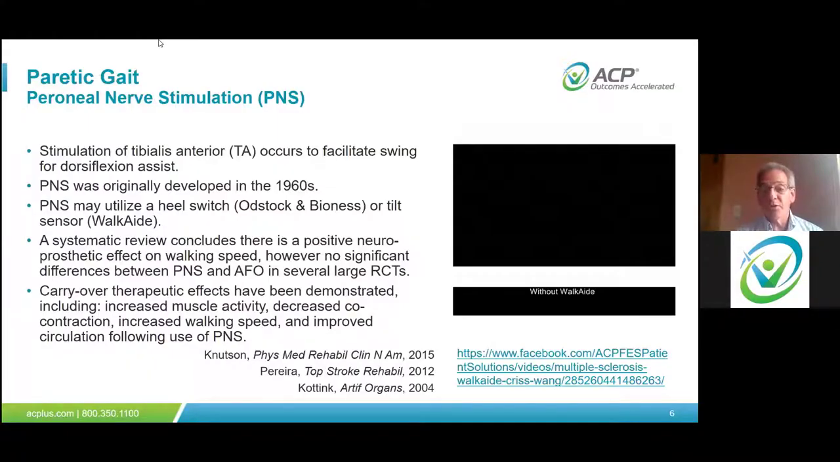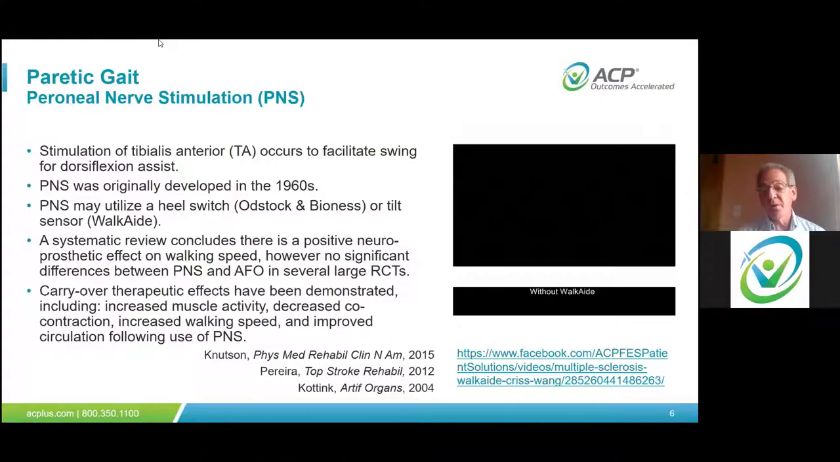There have been several systematic reviews that have identified the value of using FES for the purpose of being able to help facilitate dorsiflexion and improve gait dynamics. However, when you compare that technique to the use of an AFO, sadly, they really are fairly similar in terms of their results. And the problem is that an AFO as a passive device is far less expensive than using a stimulation device. And as a result, there are very few funding sources for being able to use this type of FES device because of the cost differential.